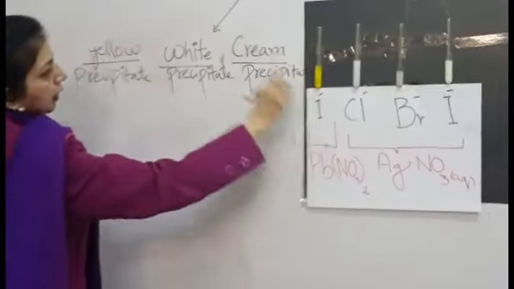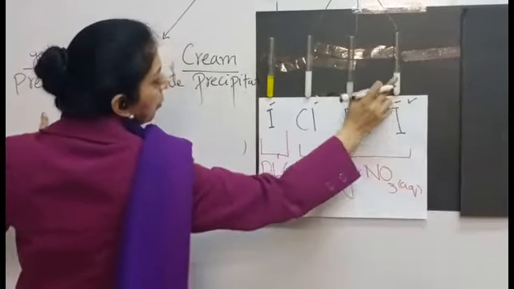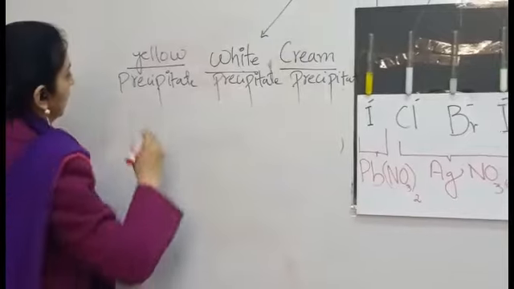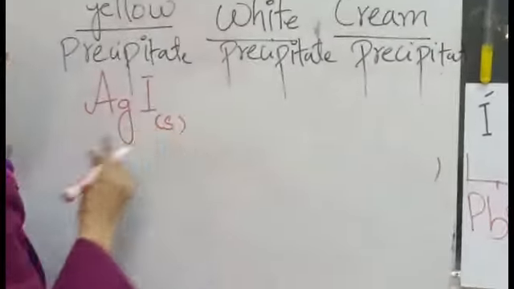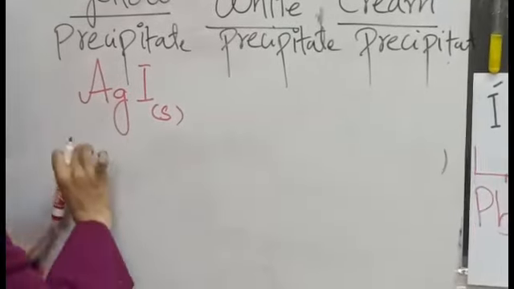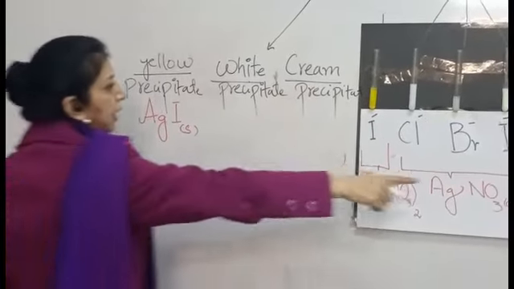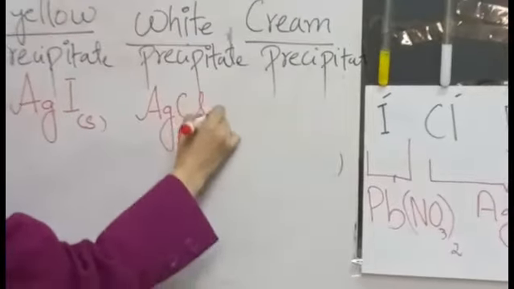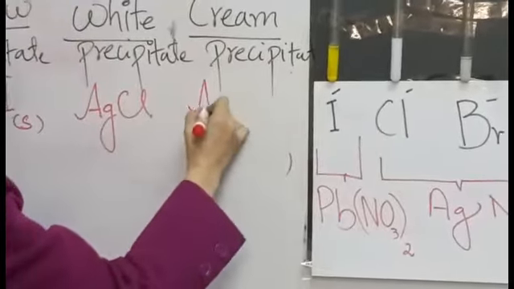What happened in these test tubes? The yellow precipitate which you can see here is due to silver iodide solid. Salts of heavy metals are insoluble. You need to remember, this is a heavy metal, and when these ions react together and make silver iodide, it is insoluble, that is why it settled down. White precipitate of silver chloride, and green precipitate of AgBr.